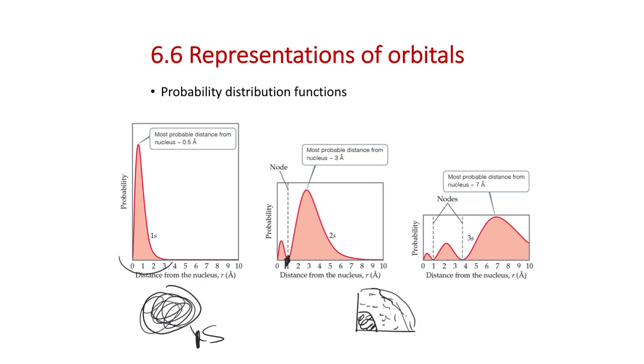So we'd have a probability of finding the electron close to the nucleus, but then a greater probability a little bit further away. Then we pass a node, a region where we expect to have 0 probability of finding the electron for the 2s. So the 2s orbital has one node. We often call this a radial node, so it's a node on the radius of the atom.